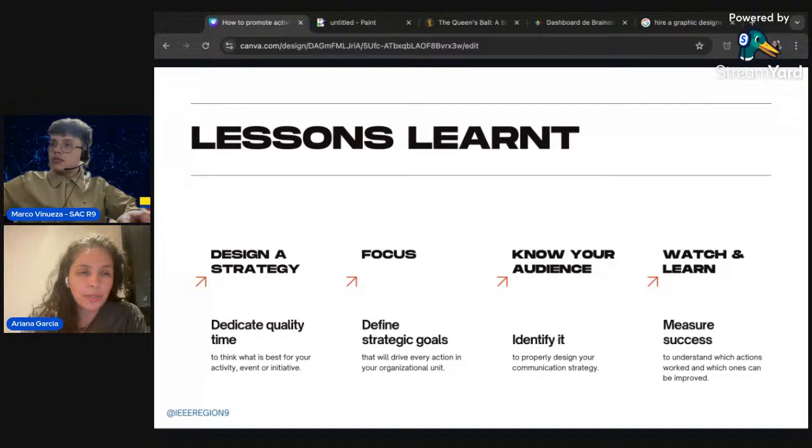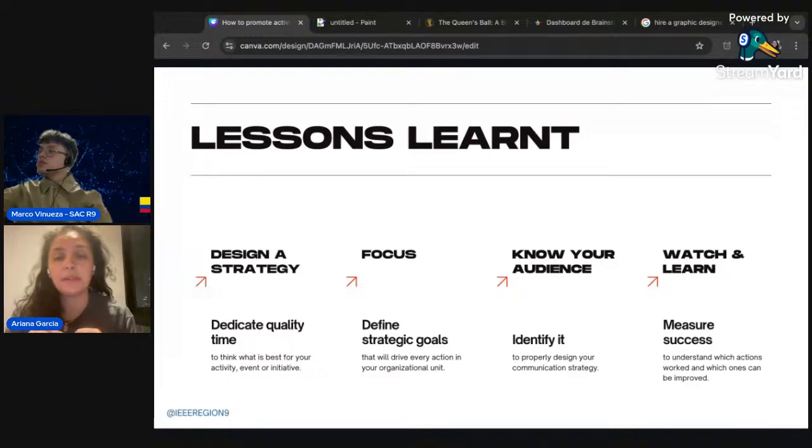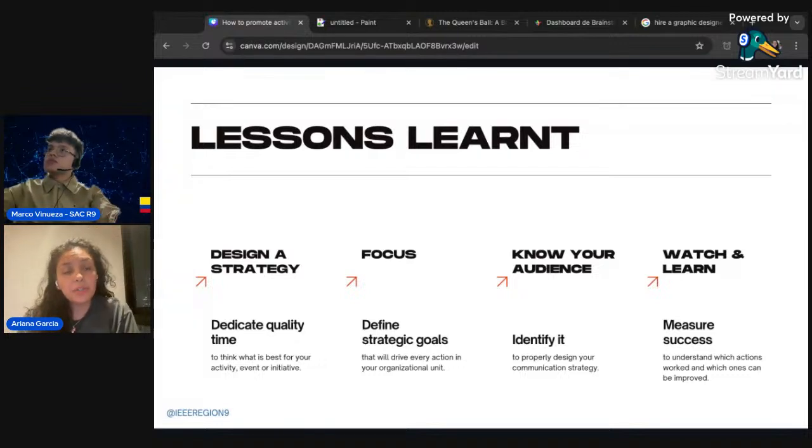And what is the goal that you want to achieve with your messages? It is also very important to focus on your strategic goals. Strategic goals, as I mentioned before, mean thinking ahead. It's not only something that I want to do today for today, it's something that I want to last in time. It's something that I want to share today, but at the same time, something that I want you guys to take with you for a long time and think of when you are doing something about this. So define strategic goals that will drive every action in your organizational unit.